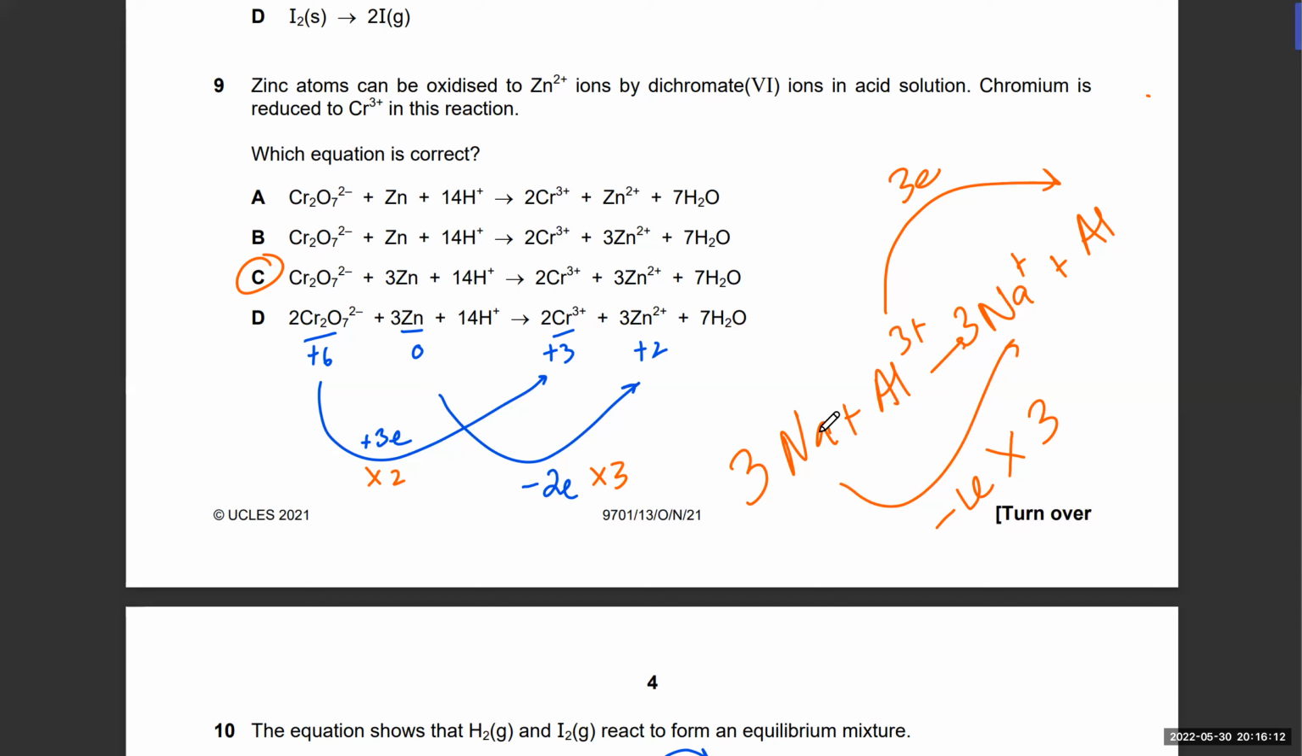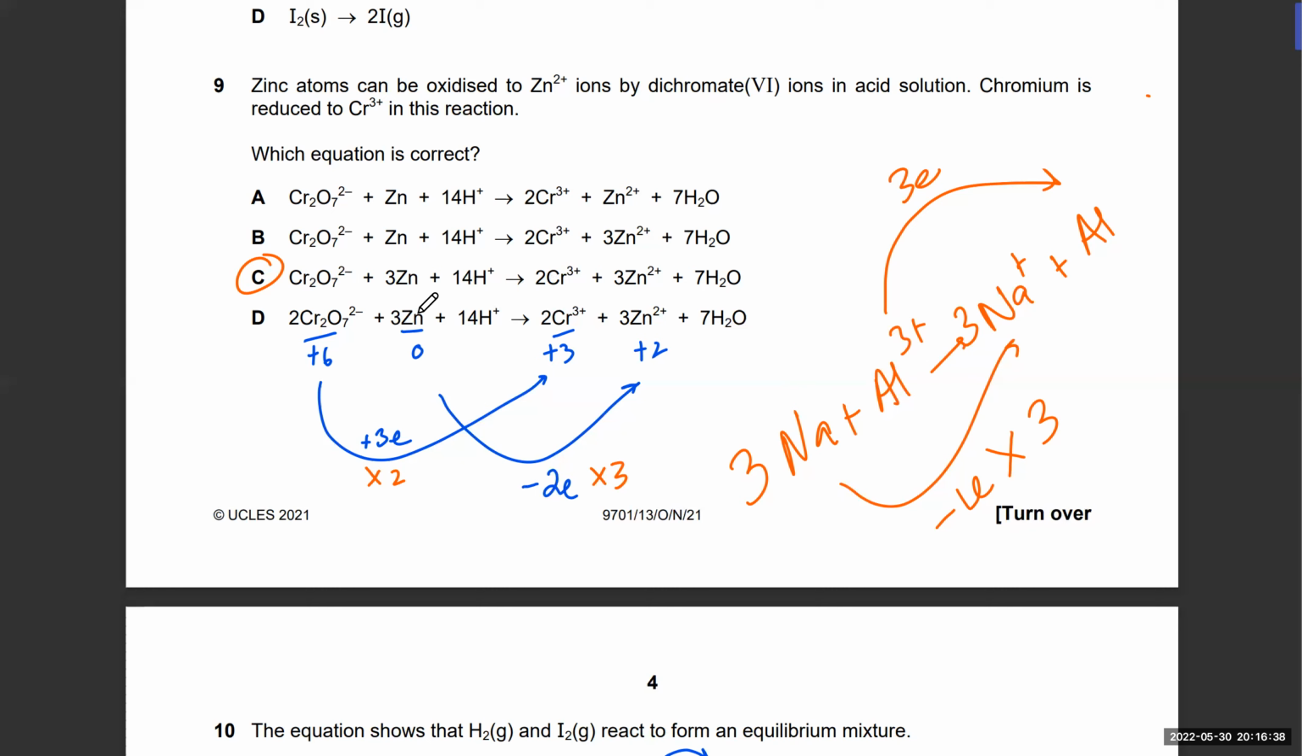But what was here? Make it 4 Cr, in part D it will be 4 Cr2O7 and 4 Cr3+. No, I need 2 Crs. What did I do over here? I multiplied this by 3, right? I made Na's. How many Na did I have? 3 Na's, right? So over here, I'll have 2 Crs. So I already have 2 Crs, and I already have 2 Crs over here. So that's fine. I mean, this equation is fine.